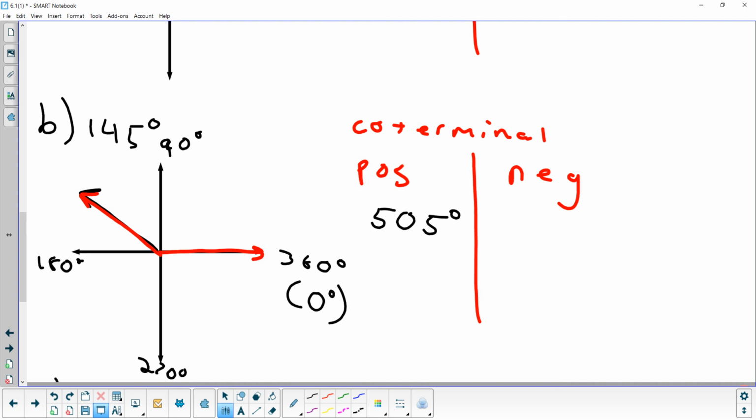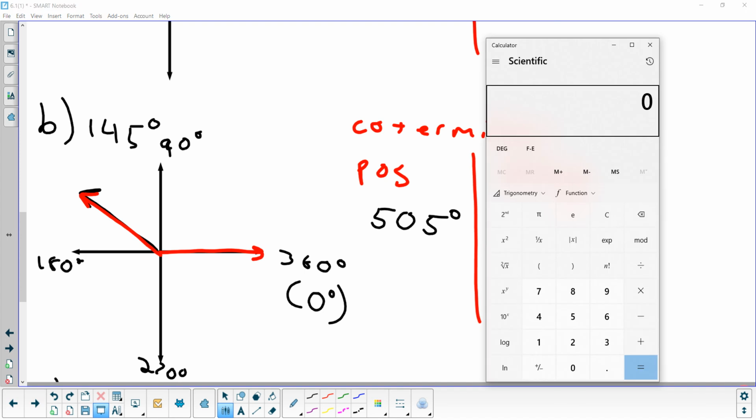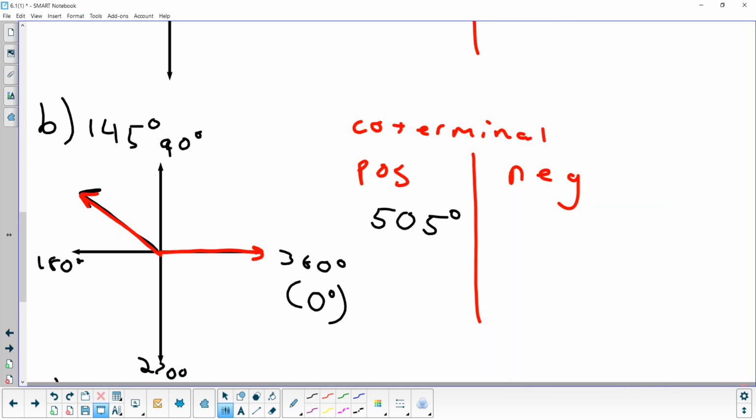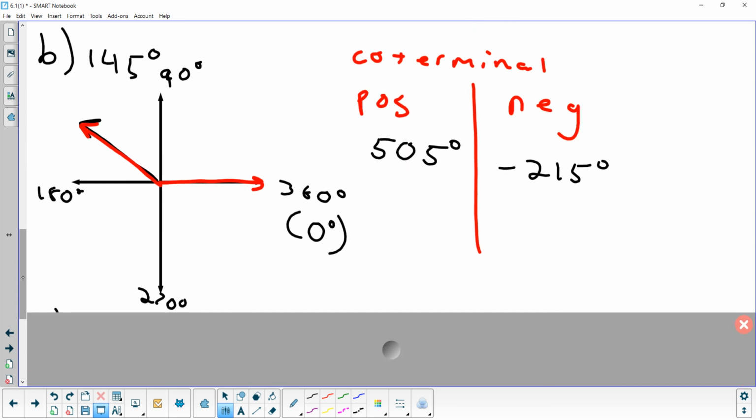And Annalise, how would I find an angle that's coterminal with 145 and negative? Would you subtract it? So subtract how much? 360. So let's do 145 minus 360, and we get negative 215. Okay, any questions on that one?